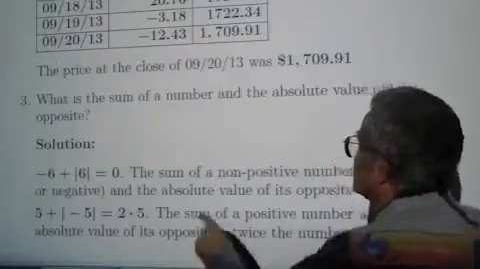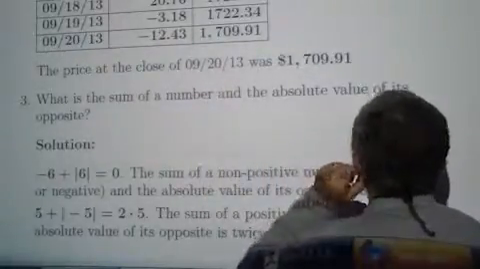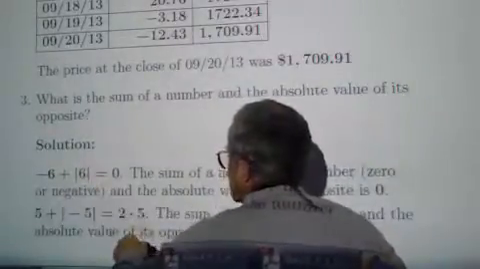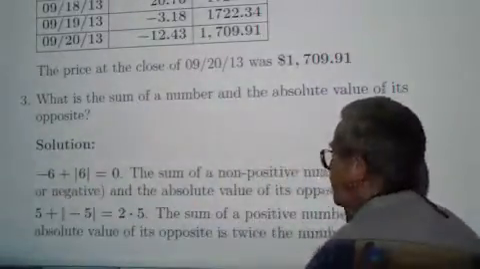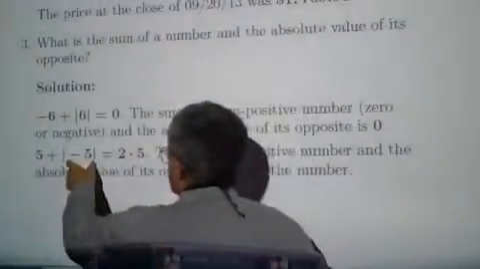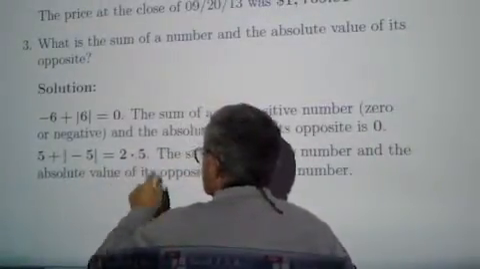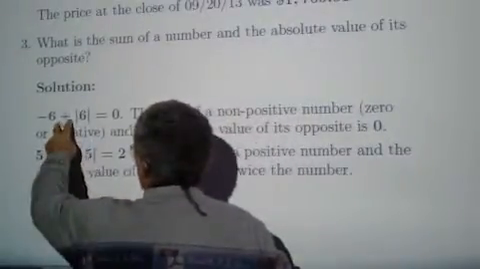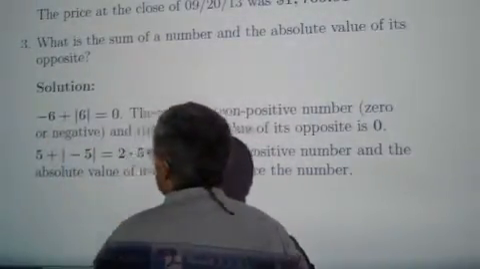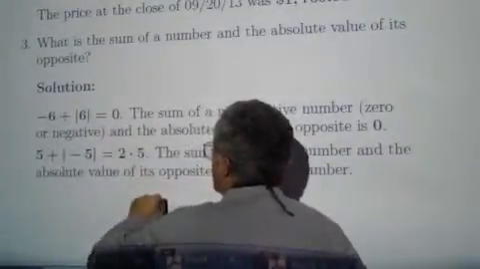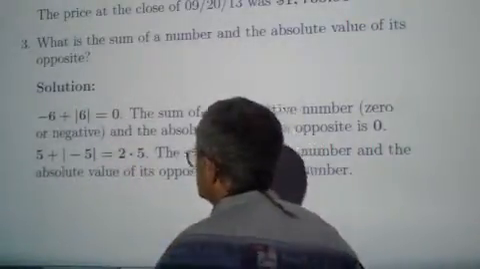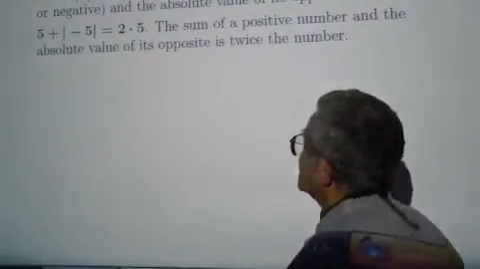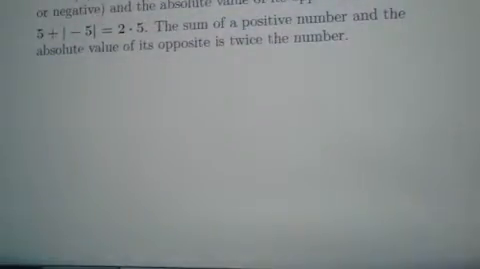So number 6, what is the sum of a number and its absolute value? Like negative 6 and the absolute value of negative 6 is 0, or 5 plus the absolute value of negative 5, which is 2 times 5. So it depends on whether you take the absolute value of a negative number or the absolute value of a positive number. You can get either 0 or you can get twice the positive number whose absolute value you're interested in. That's it for this one.